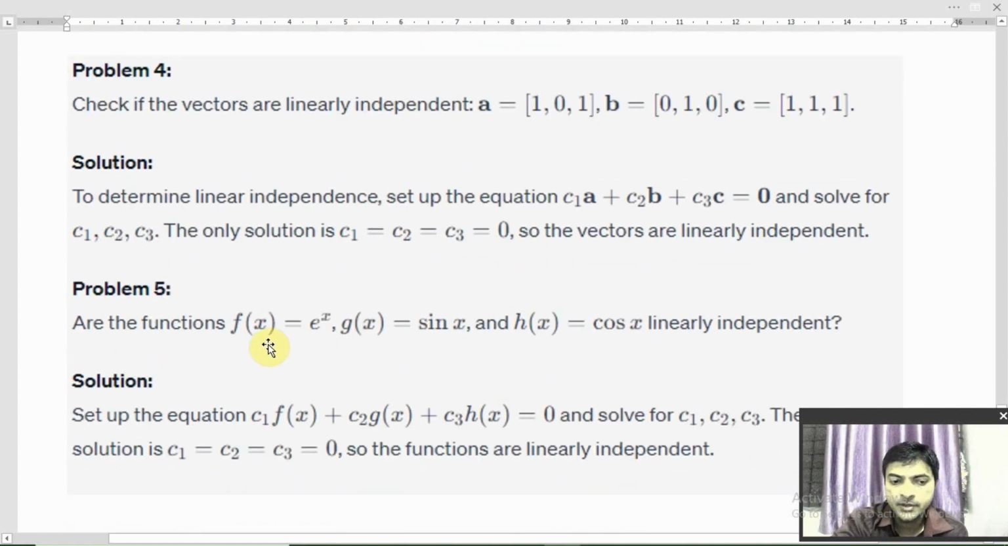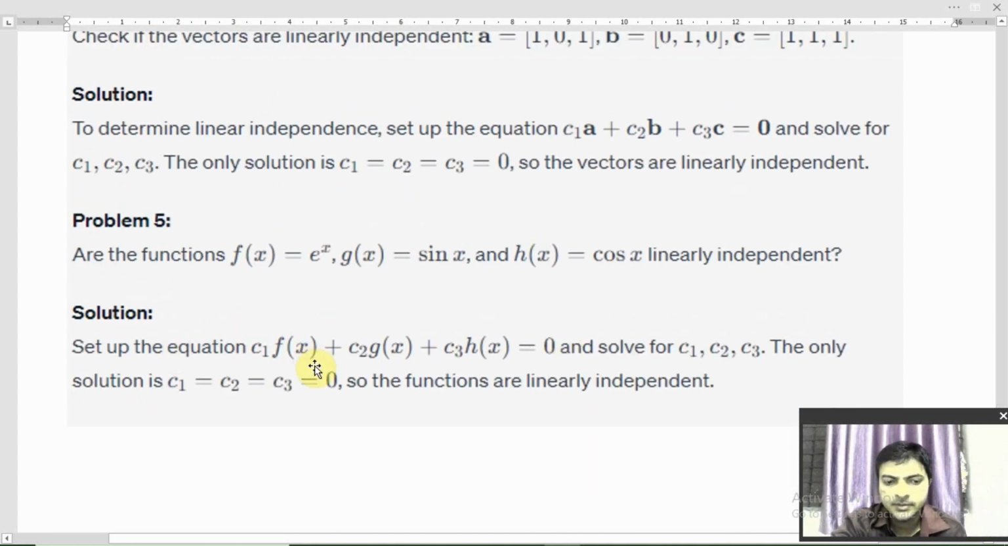Similarly, we take another example: the functions f of x is equal to e raised to x, g of x is equal to sin x, and h of x is equal to cos x. Are they linearly independent? Okay, the set of equations c1 f of x and so on. We take the linear combination, and here we take the solutions for c1, c2, c3, and we can very easily see the three constants or scalars c1, c2, c3 are 0. So the functions are linearly independent.